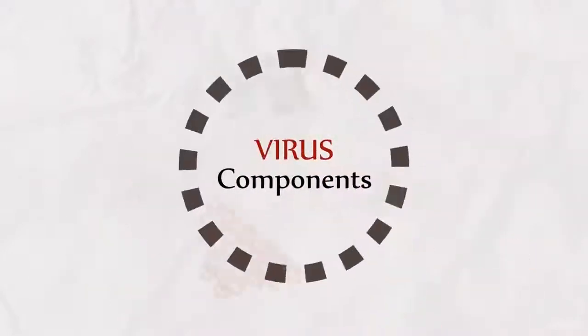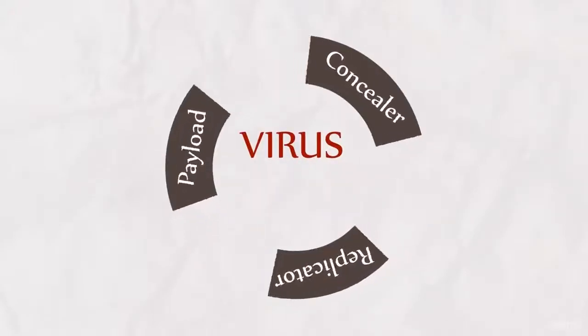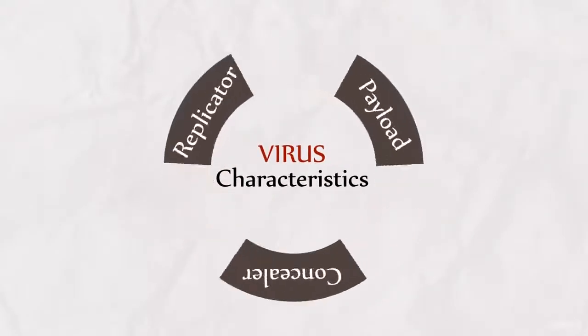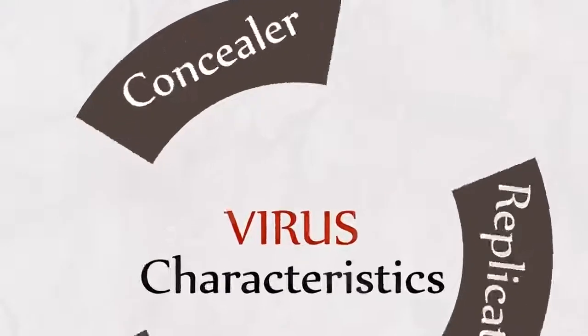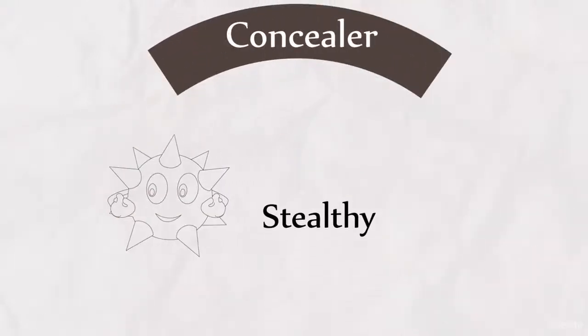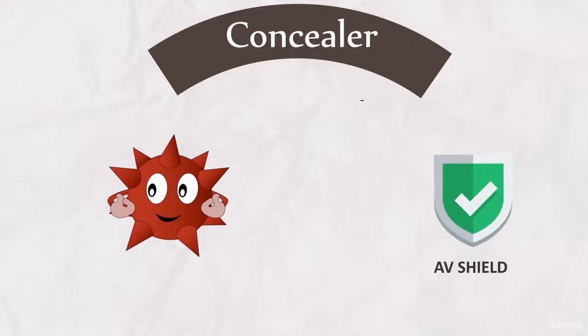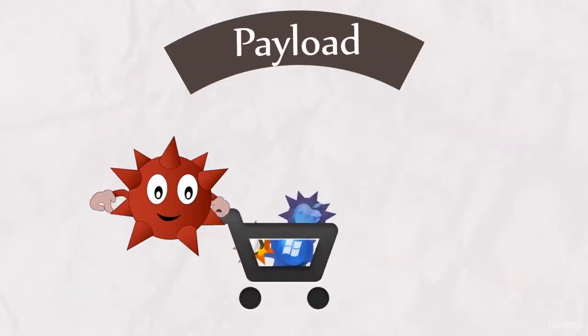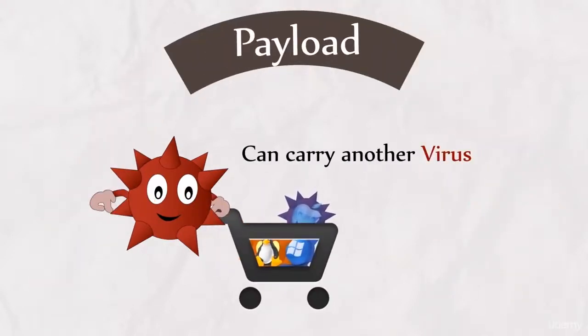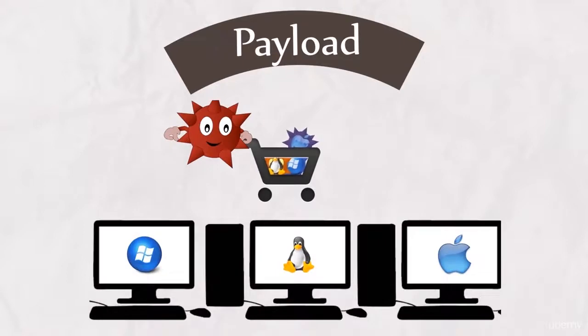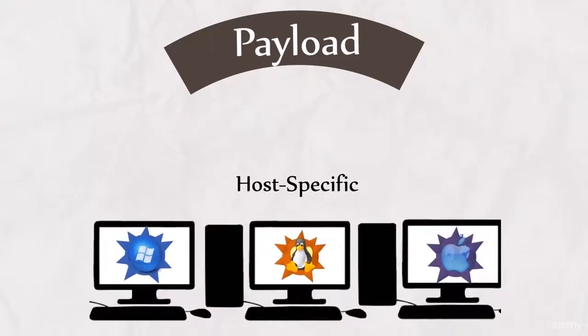Now let us have a look at the characteristics of virus with respect to each component. The component concealer is responsible for making the virus appear stealthy, which allows it to implement its intent in secrecy and to evade the antivirus. The next component, payload, allows the virus to carry another virus, affecting a specific individual host, meaning it is host-specific.